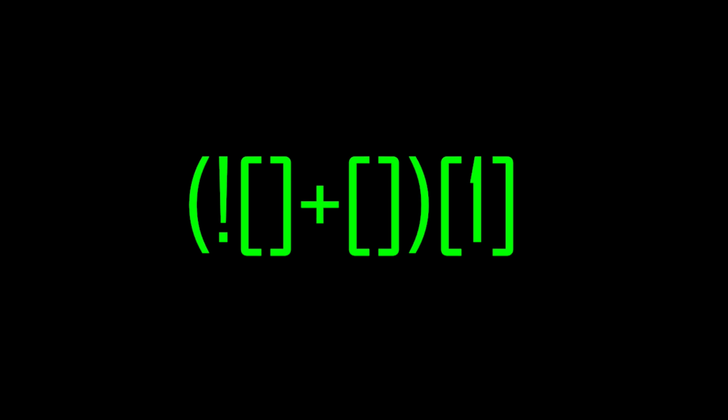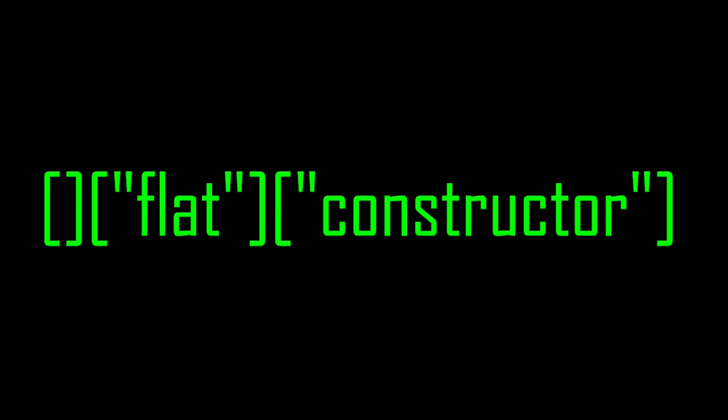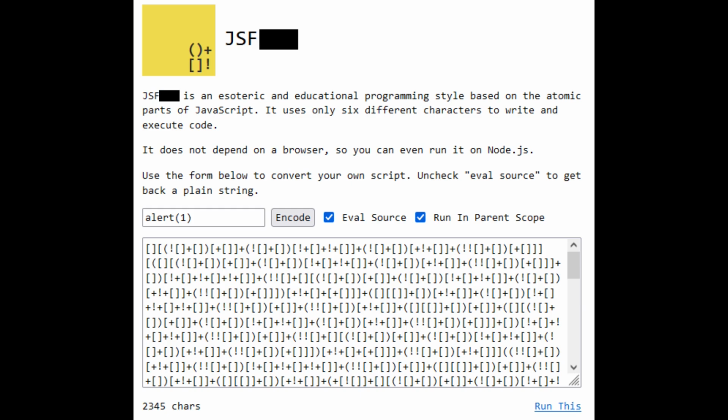Now we need to get the number 1. 1 can be rewritten as the plus operator applied to the true boolean value, and we can get true simply by using a negation operator on the false value, which we already know how to get. We can also rewrite the function constructor as this, and we already know how to rewrite strings. Nobody really uses JS on its own, and people mostly just use one of the many JS encoders.